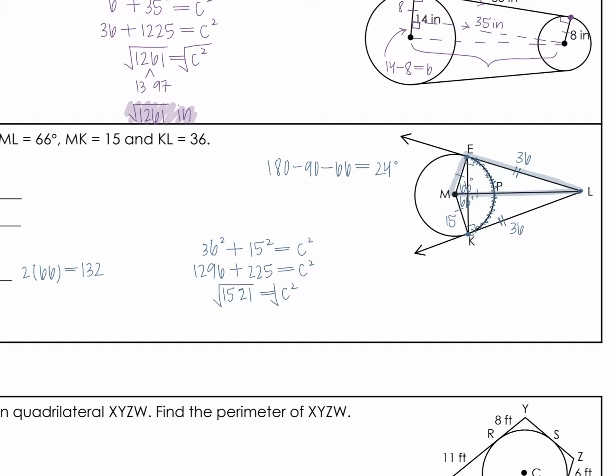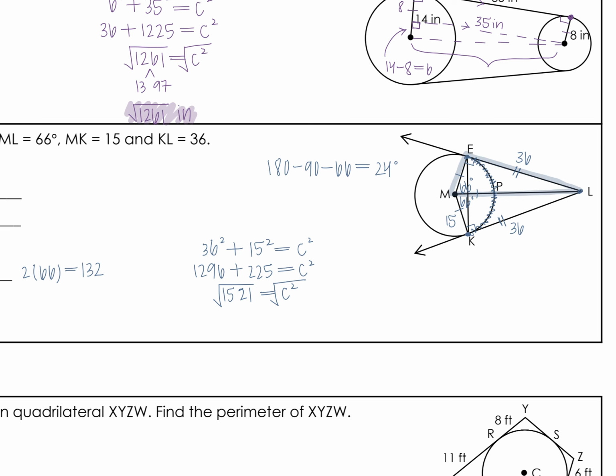Then I'm going to take the square root of it, and we are going to simplify the radical if we can't get a whole number. So do not leave it as just that 1,521. You will lose points. You need to simplify the radical to see what your final answer is.